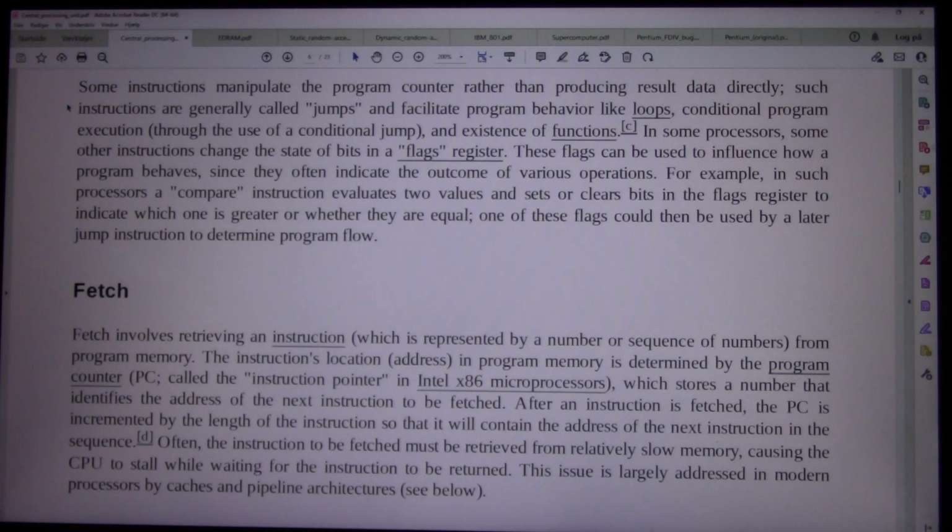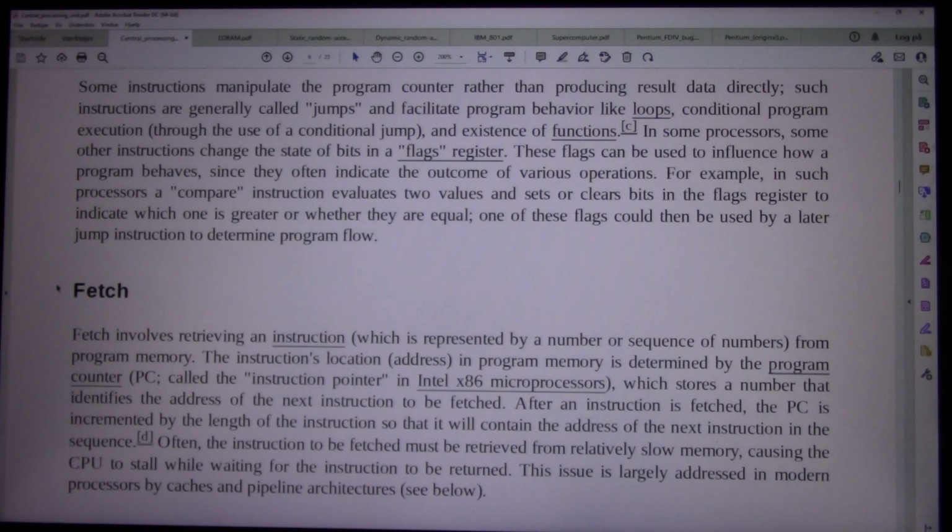For example, in such processors, a compare instruction evaluates two values and sets or clears bits in the flags register to indicate which one is greater or whether they are equal. One of these flags could then be used by a later jump instruction to determine program flow.